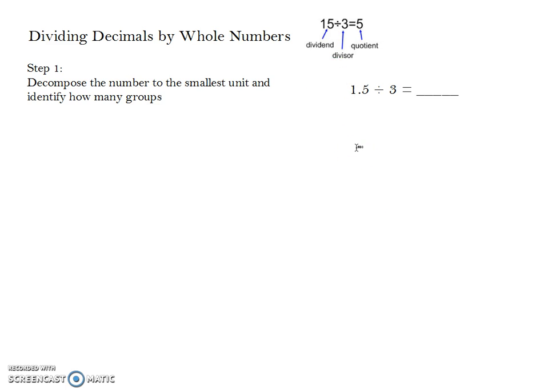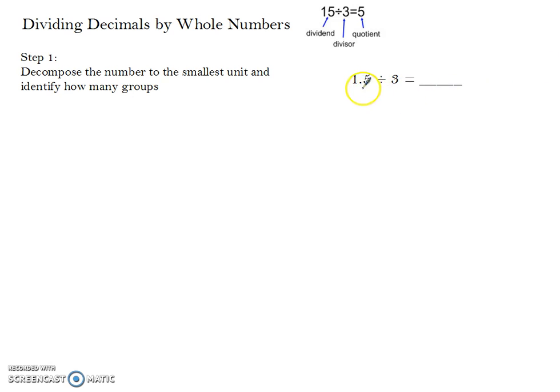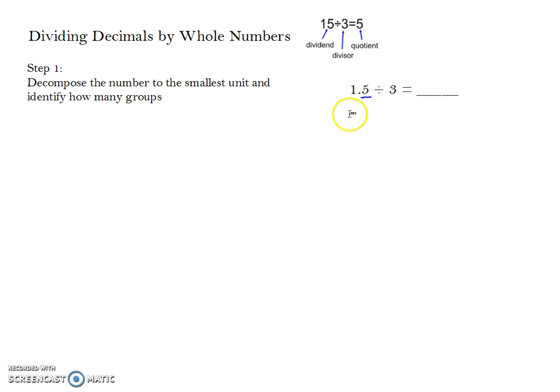Step 1 is to decompose a number to the smallest unit and identify how many groups. When choosing the smallest unit, I look at the decimal and I look at the very last number and ask myself, which place value is this number in? In this case, the place value happens to be tenths. Since the smallest place value is in the tenths, I'm going to decompose my number to the nearest tenth, which is 15 tenths.